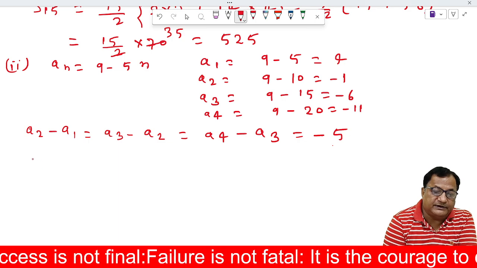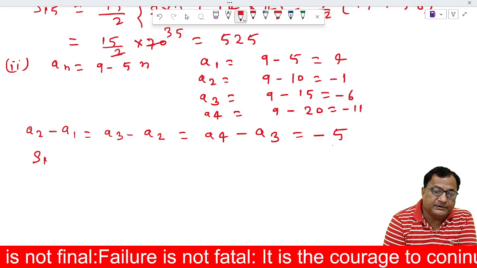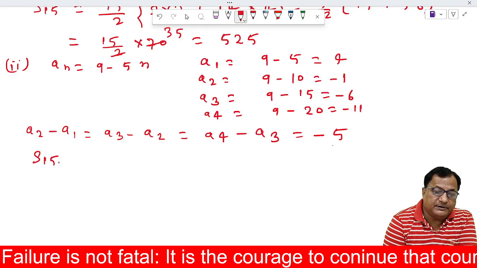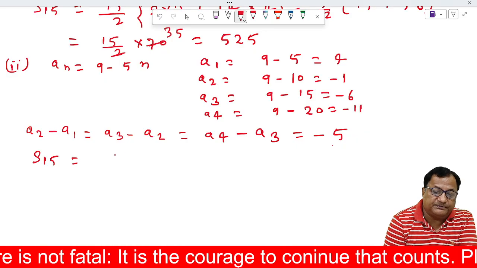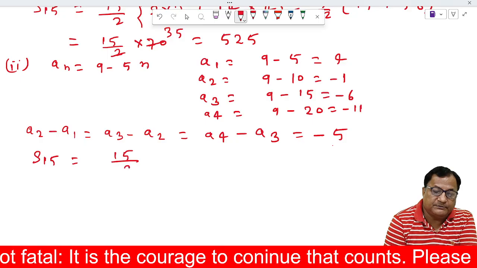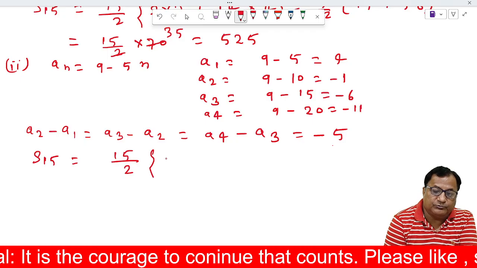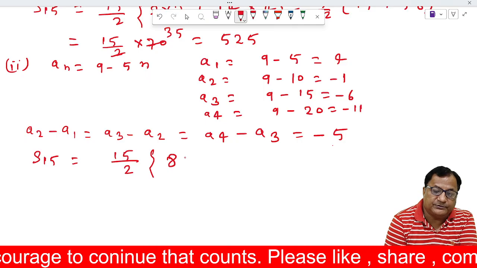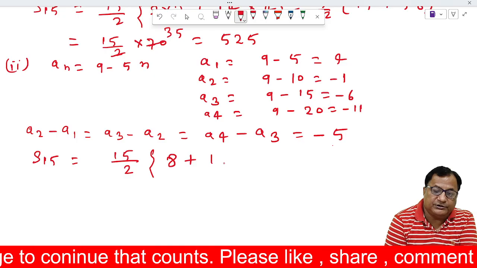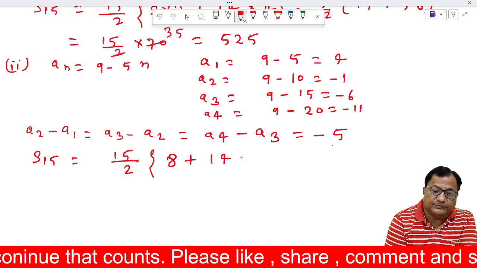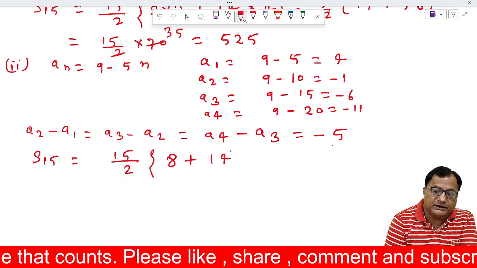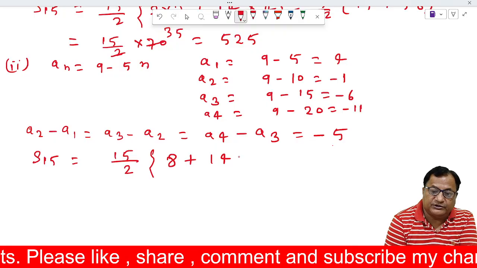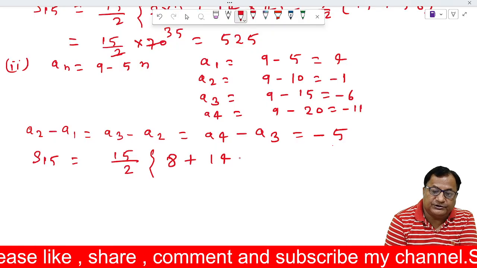Now we will find S15. This is in AP because all the differences are the same. Now S15 will be 15 by 2, first 2a. 2a is here 4, so 2 into 4 is 8, plus 14 into d, using the formula S is equal to n by 2 into 2a plus n minus 1 into d. d is here minus 5.